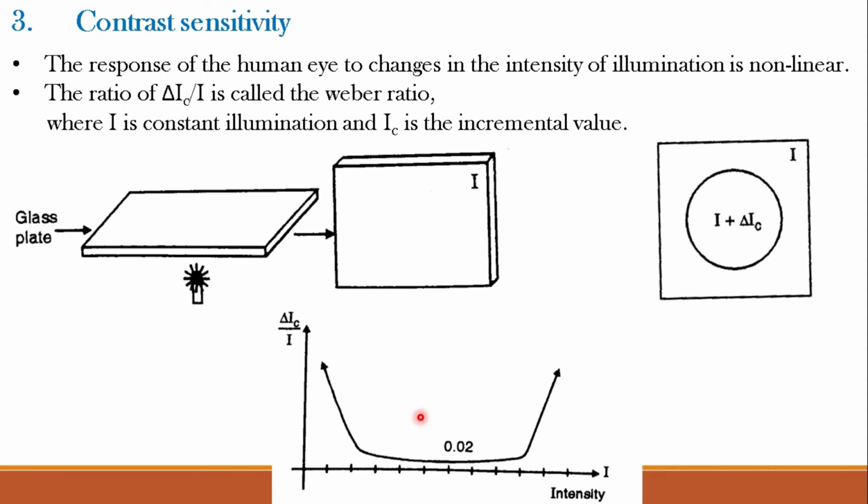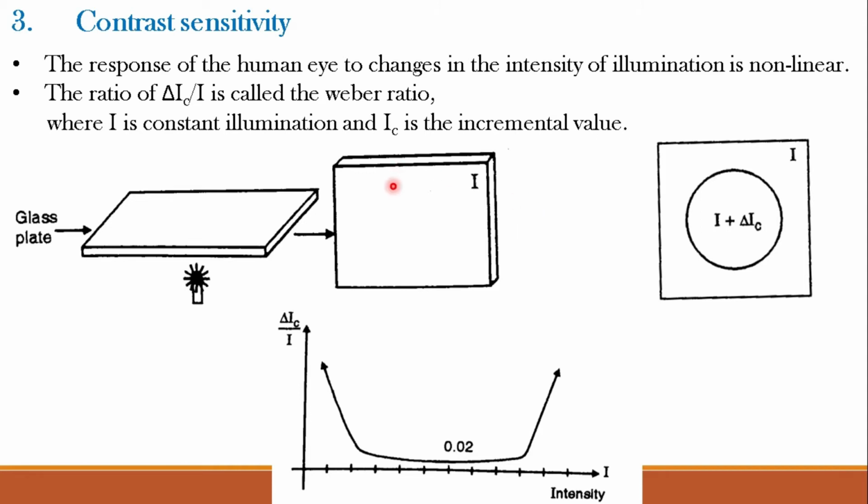Now see, the response of the human eye to changes in intensity of illumination is non-linear. Let us perform an experiment. Take one glass plate and illuminate it from the bottom with some constant illumination I. Now the observer is asked to look at the glass plate from the top. At the center of this plate, the intensity of illumination is increased from I to say I plus delta IC, the change in illumination, right?